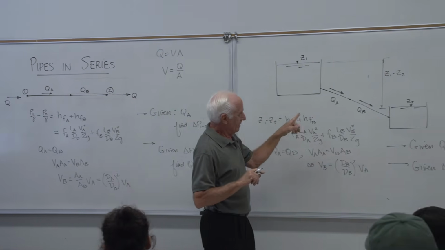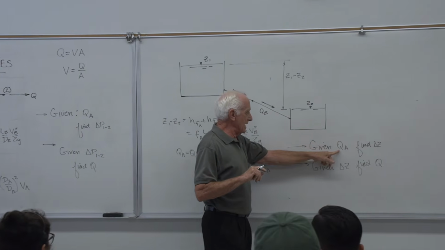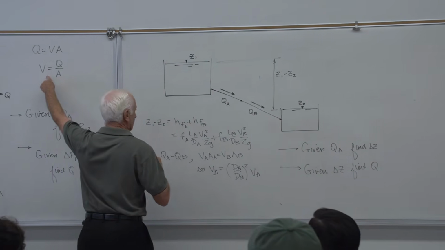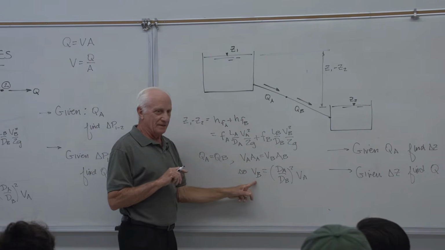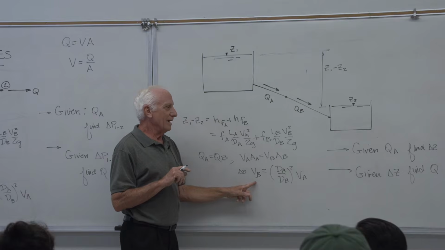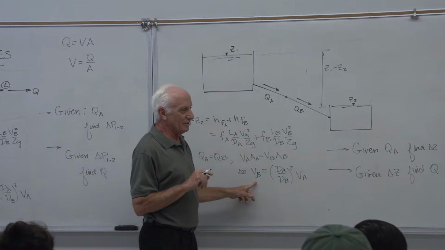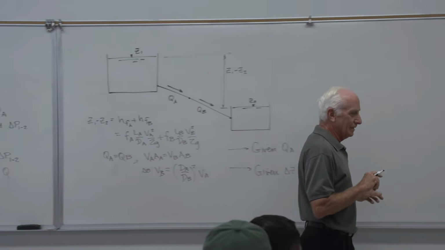Let's go over here. If I know QA, I can find VA. Got it. If I know VA, I can find VB. Okay. I know VA and VB. I can find the Reynolds number: rho V D over mu.